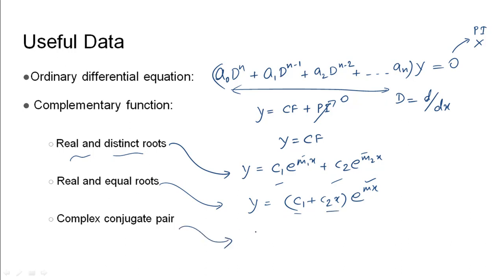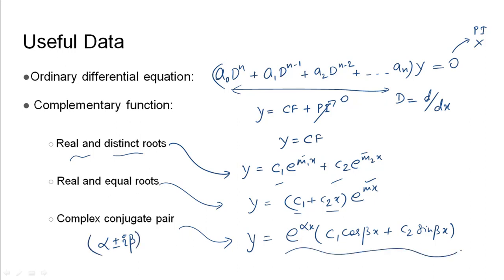For a complex and conjugate pair, we can write it in the format y equals e^(alpha x) times (c1 cos beta x plus c2 sin beta x). Here the roots of the complementary function are a conjugate pair alpha plus minus i beta, and the solution of the ODE can be written in this format.